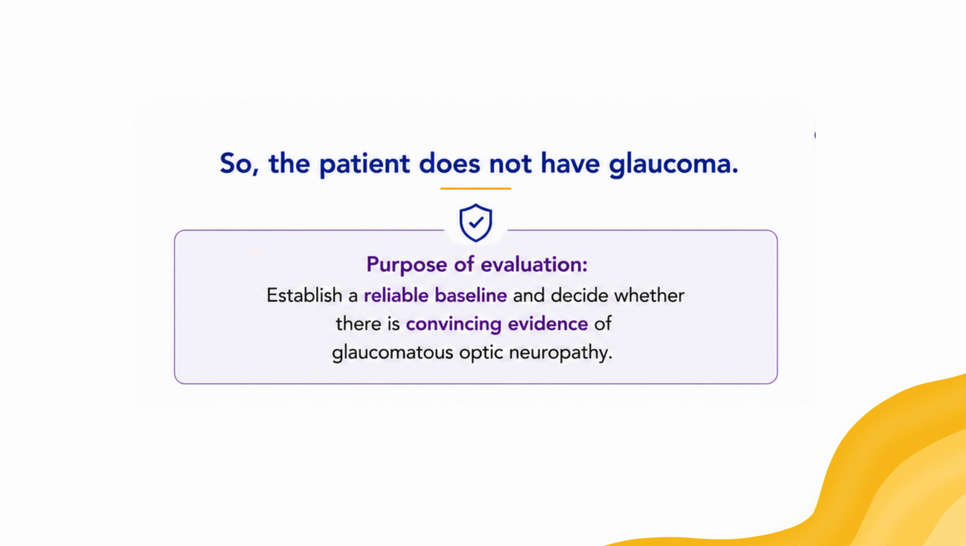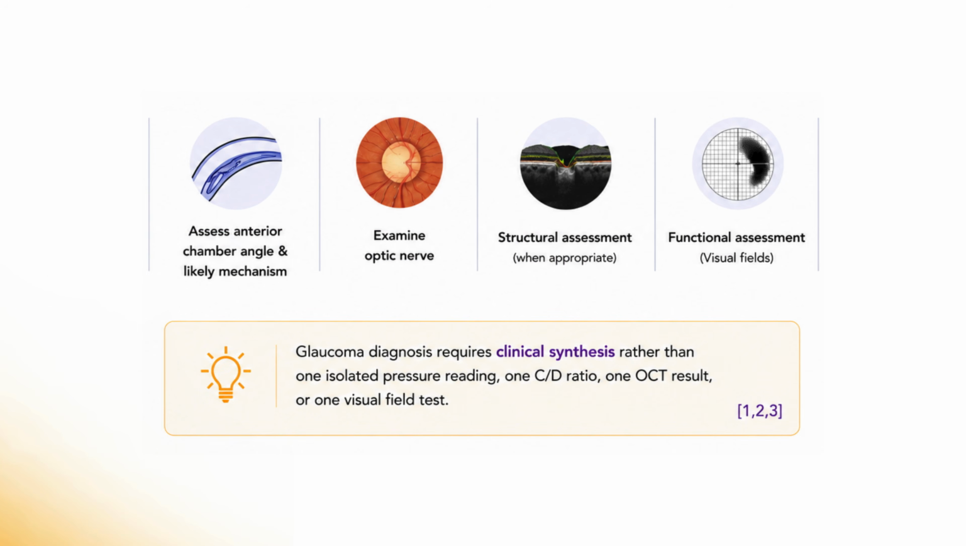The purpose of evaluating a glaucoma suspect is to establish a reliable baseline for that patient and decide whether there is convincing evidence of glaucomatous optic atrophy or neuropathy. We need to understand the pressure, we need to understand the anterior chamber angle and likely mechanism, and we need to examine the optic nerve in this patient. Also, we need to do a structural assessment when appropriate, functional assessment with visual fields, and we need to follow up these patients closely over time to look for consistent change.